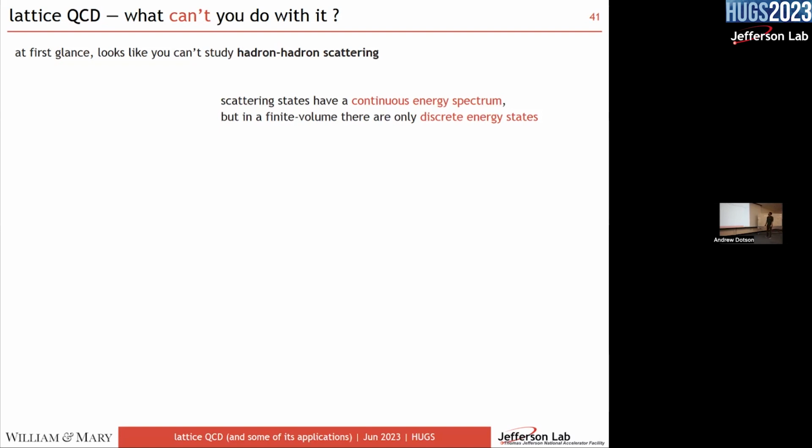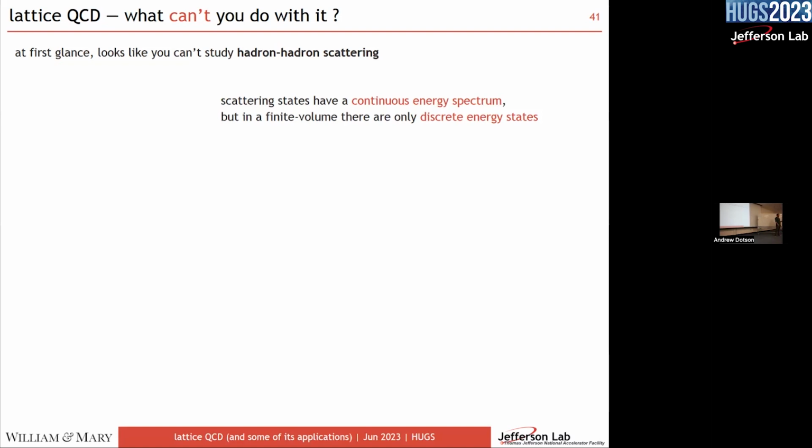I want to say what you can't do with lattice QCD. But of course, as a member of the lattice QCD union, this has to be a trick, right? You have to anticipate that I'm actually going to show you something you can do, but it just looks like you can't do. They'll kick me out if I imply that it can't solve all problems. So it looks like you can't study scattering of a hadron off a hadron.